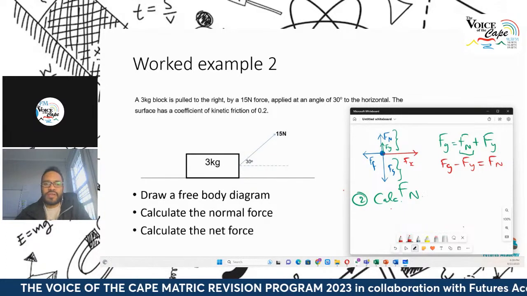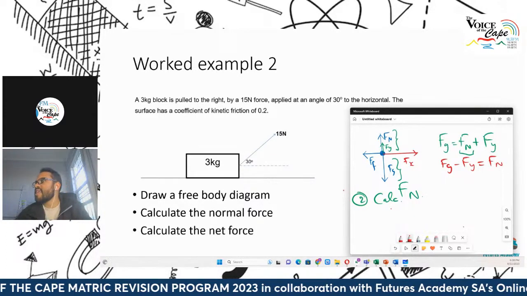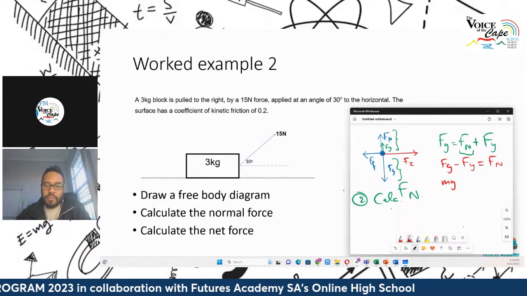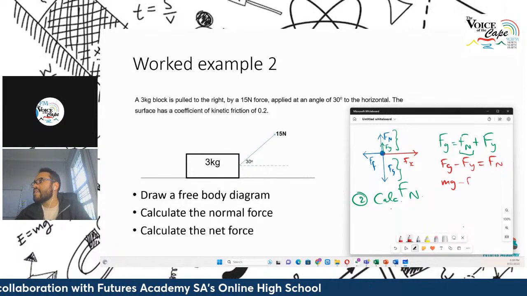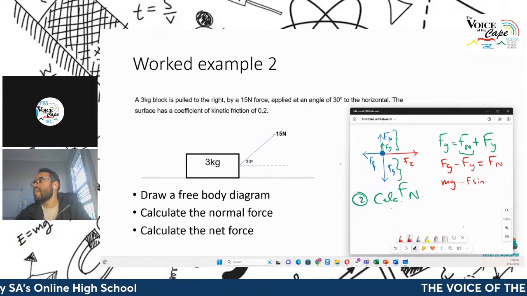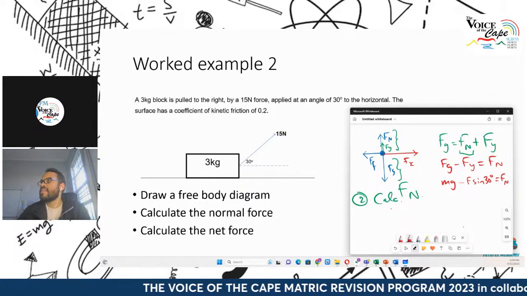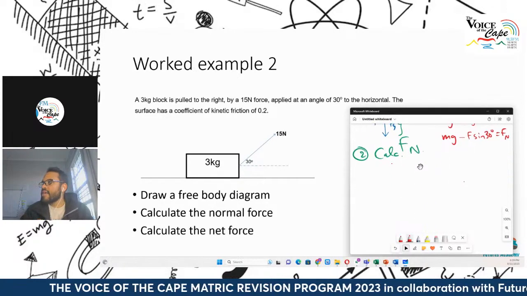What was Fg? Fg we can calculate. We know that it is mass times gravity. We know that Fy actually has components. That's going to be minus F sine of the angle we find over there, 30 degrees, is equal to Fn.